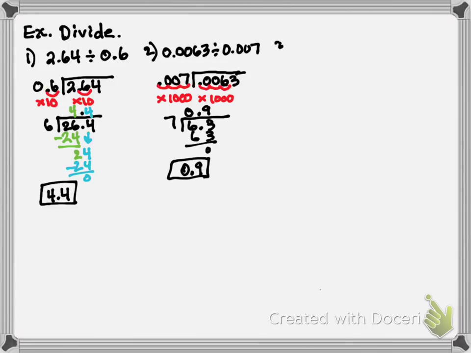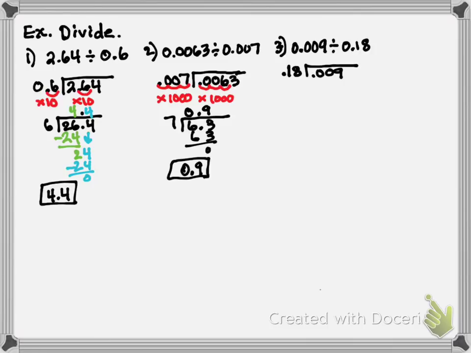Let's try another one. Number 3. So we've got 0.009 or 9 thousandths, and we want to divide it by 0.18 or 18 hundredths. Job 1, switch it around. So we get 0.18. I'm going to drop off those extra zeros, and I'm going to divide it into 0.009.